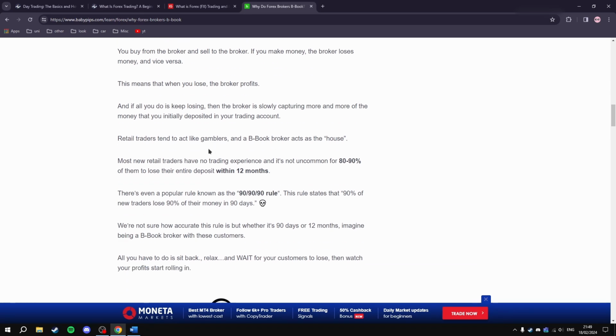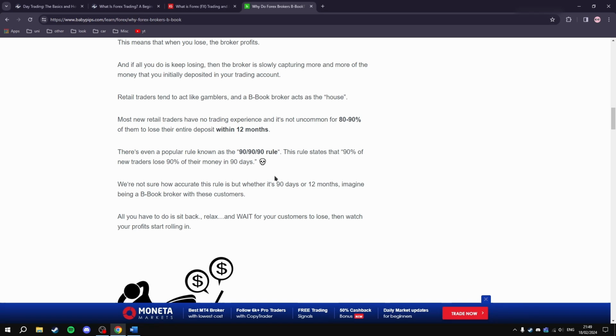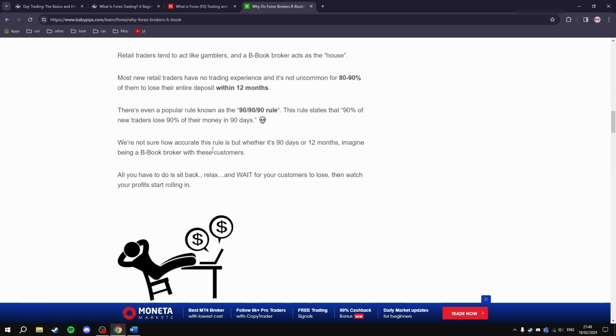Retail traders tend to act like gamblers, and the B-book broker acts as the house. Most new retail traders have no trading experience, and it's not uncommon for 80 to 90% of them to lose their entire deposit within 12 months. There's even a popular rule known as the 90-90-90 rule. This rule states that 90% of new traders lose 90% of their money in 90 days. We're not sure how accurate this rule is, but whether it's 90 days or 12 months, imagine being a B-book broker with these customers. All you have to do is sit back, relax, and wait for your customers to lose, then watch your profits start rolling in.